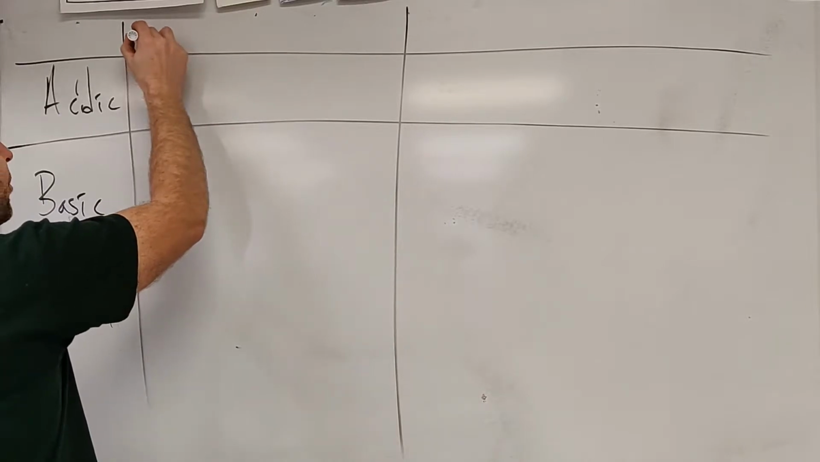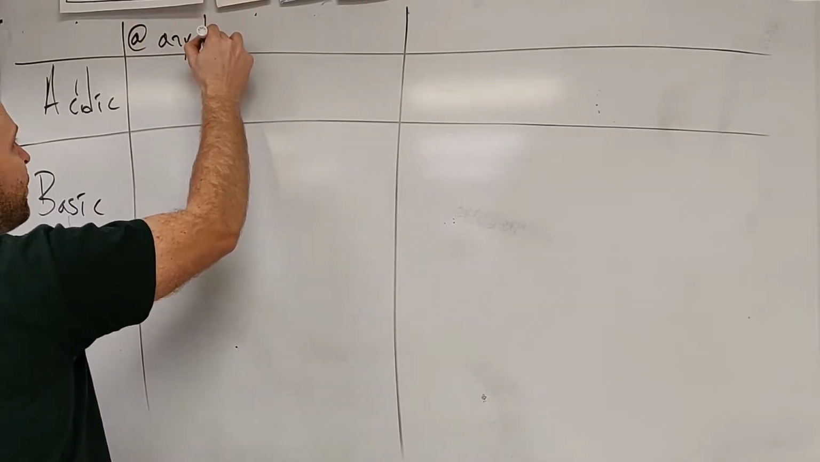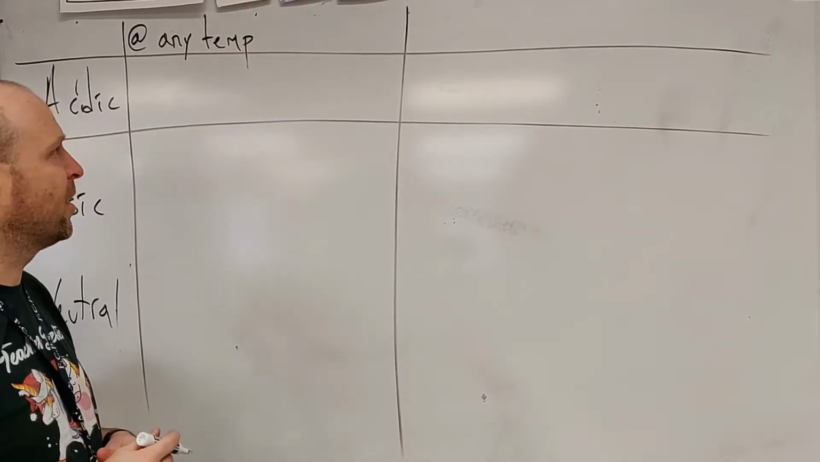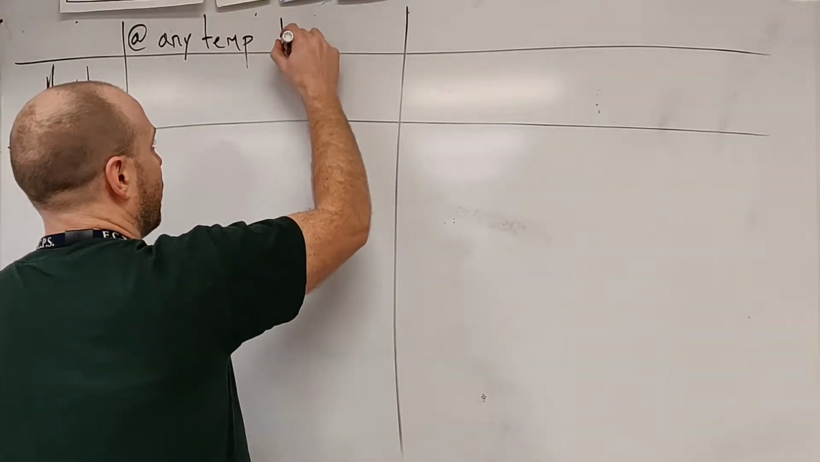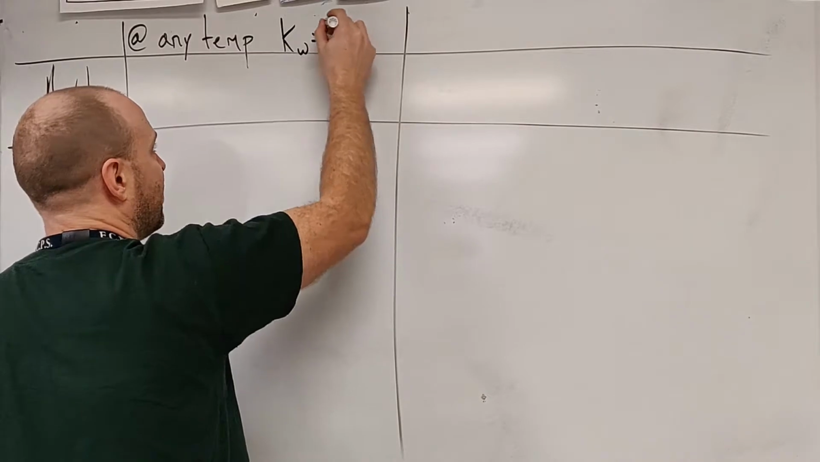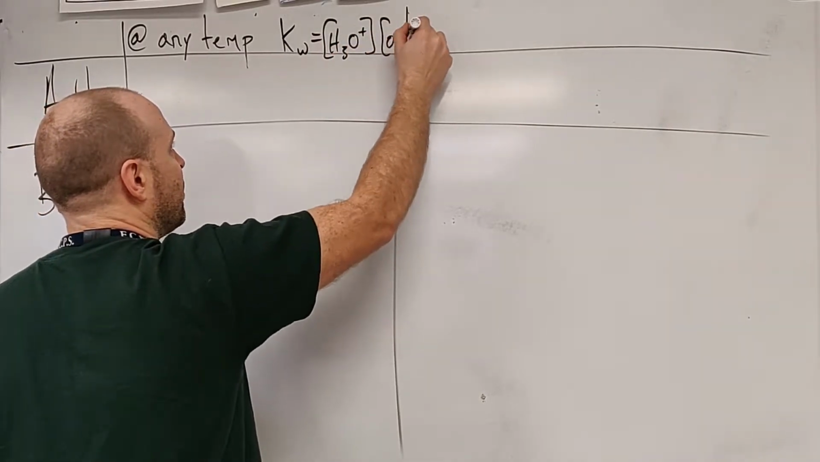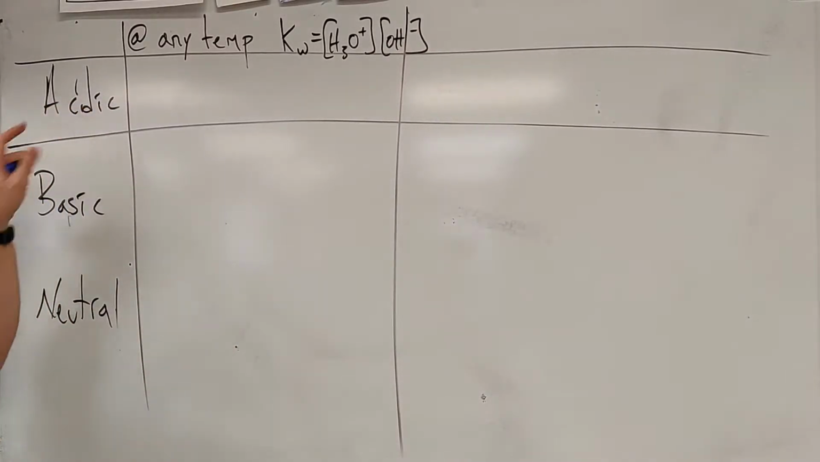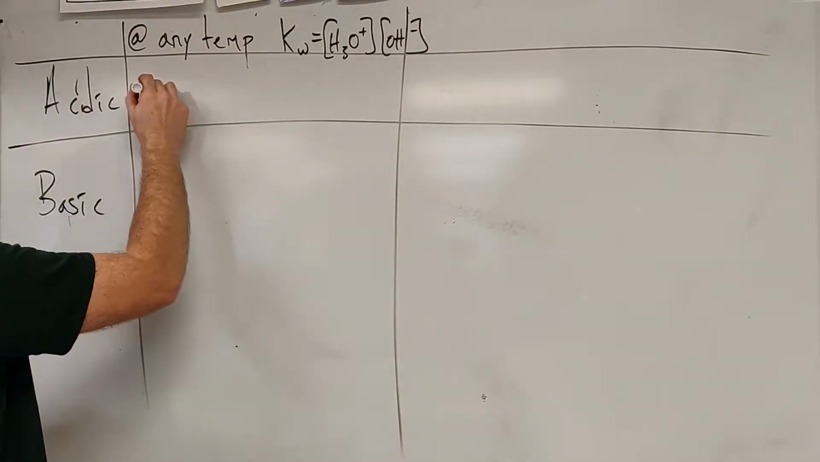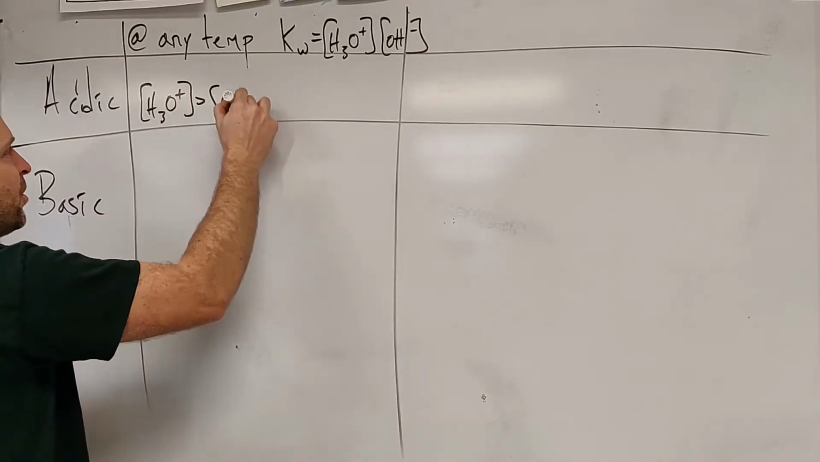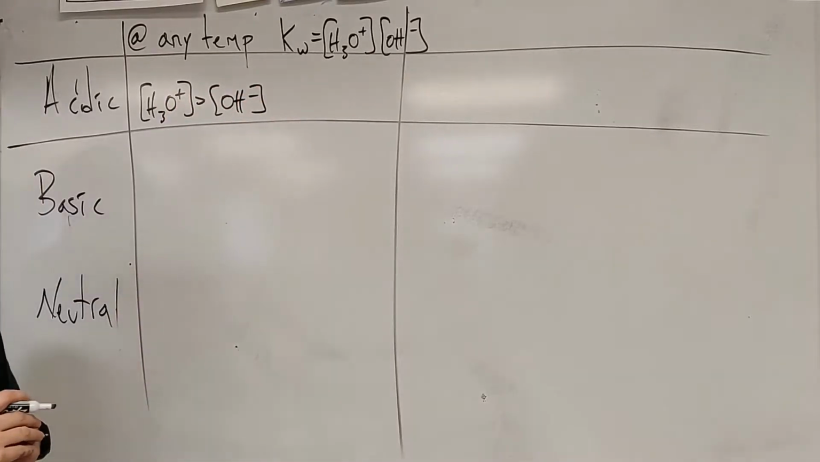So at any temperature, these are the root ideas of what it means to be acidic, basic, and neutral. And the root idea we mentioned before is that Kw is the concentration of H3O plus times the concentration of OH minus. All right? So what does it mean to be acidic? Well, the concentration of H3O plus has to be greater than the concentration of OH minus, right? That's what it means to be acidic.